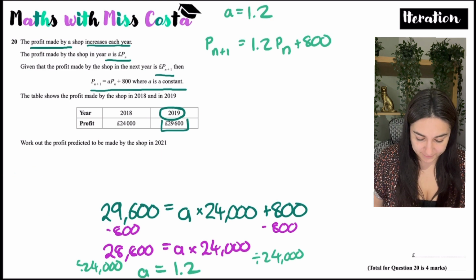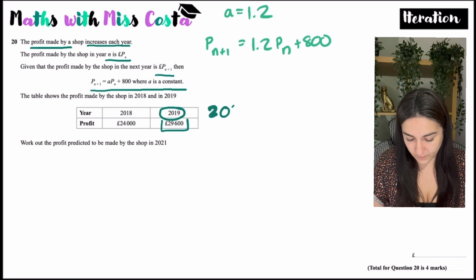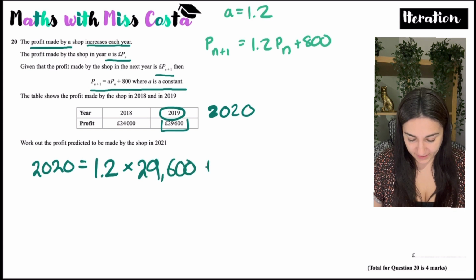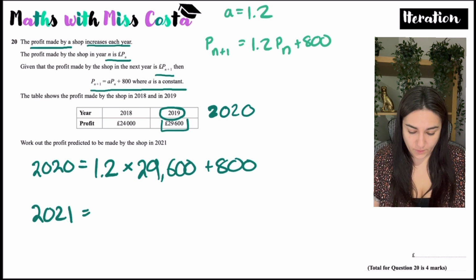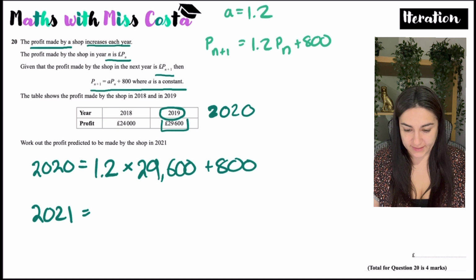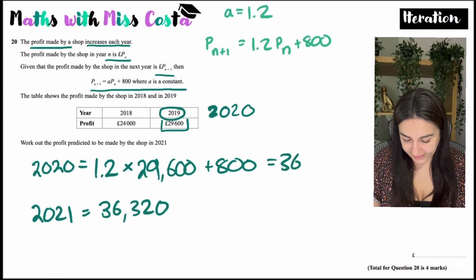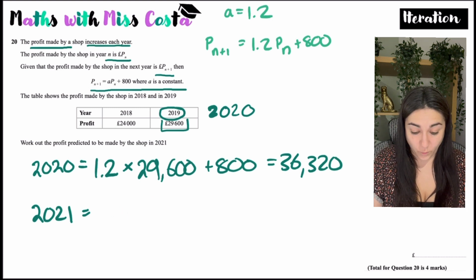So now let's do it for the next few years. So for 2020, to work out 2020's profit, I'm going to put in 1.2 times 2019's profit, which is 29,600, plus 800. And what does that give me? Well, 1.2 times 29,600 plus 800 is 36,320. So then what do I do to work out 2021's profit?